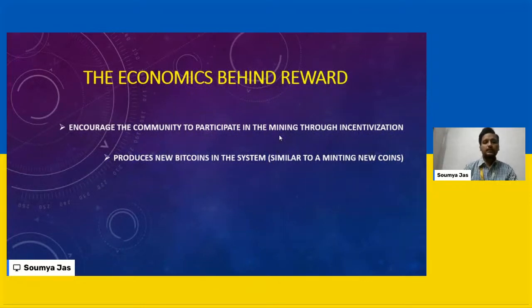Now the question comes: what is the economics behind this reward, the economic structure behind solving the puzzle? Minting coin means, depending on the GDP, the financial outcome of any country.